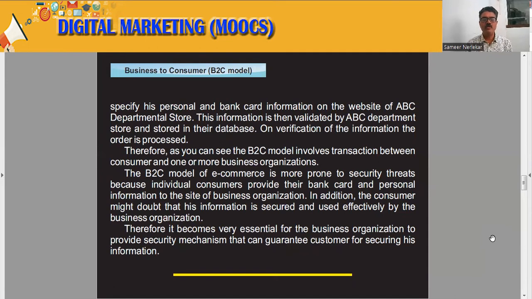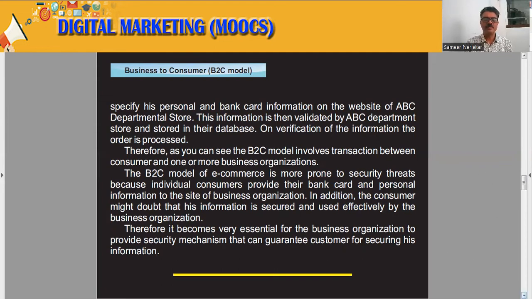The B2C model of e-commerce is more prone to security threats because individual consumers provide their bank card and personal information to the site of a business organization. In addition, the consumer might doubt that his or her information is secured and used effectively by the business organization. Therefore, it becomes very essential for the business organization to provide a security mechanism that can guarantee customers the security of their information.